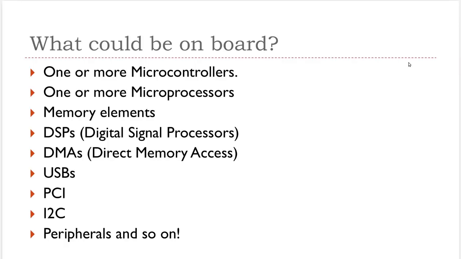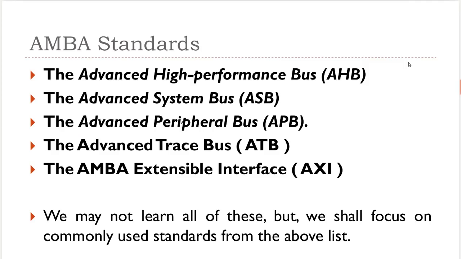So what could be on the board essentially? When you talk about a system on chip, what are all the things that can be there on the board? That is what we need to understand first. It can be one or more microcontrollers. It can be one or more microprocessors. There could be memory elements, DSPs, DMAs, USB, PCI, I2C, and multiple peripherals. Now, where does AMBA come into the picture? This AMBA is going to help you interconnect all these without much problem. That is the point. We need AMBA to have all these interfaced perfectly. That's exactly what I tried to convey.